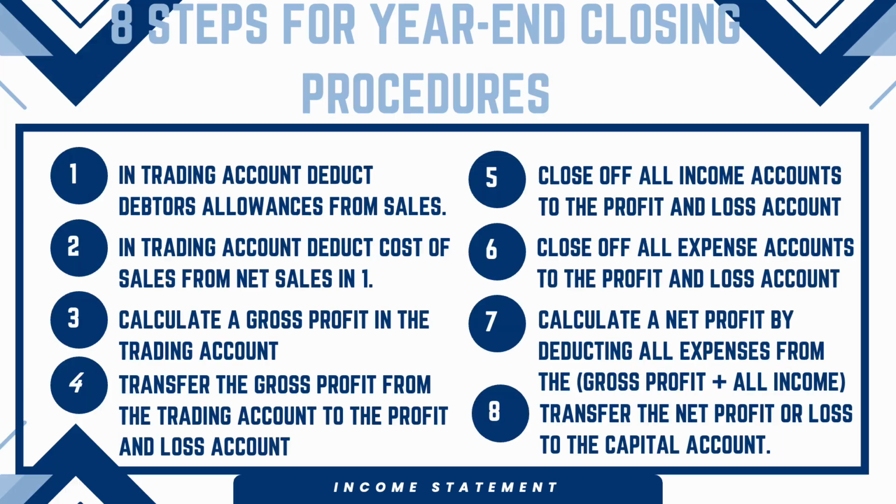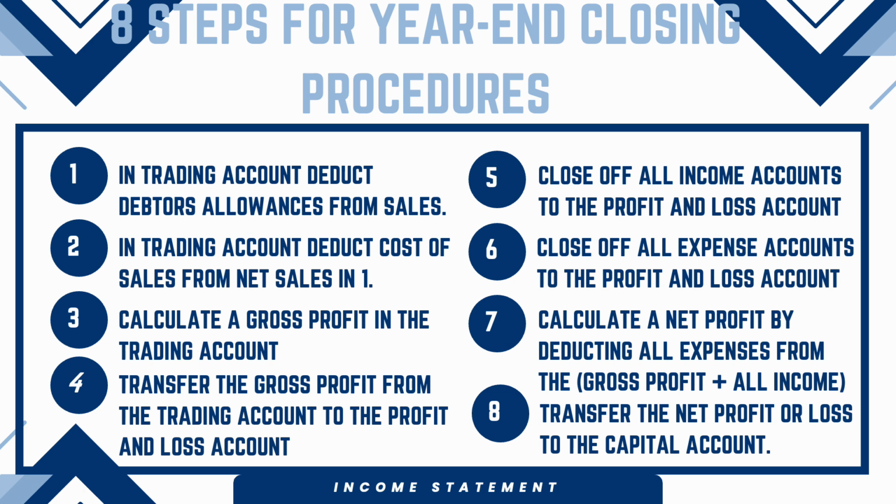Great. So first off, our first step was in the trading account, we deduct debtors' allowances from sales to get our net sales amount. Step 2, in our trading account, we deduct our cost of sales from our net sales from step 1 in order to calculate a gross profit. In step 3, we have now calculated the gross profit in our trading account, and for step 4, we will transfer this gross profit from our trading account to our profit and loss account.